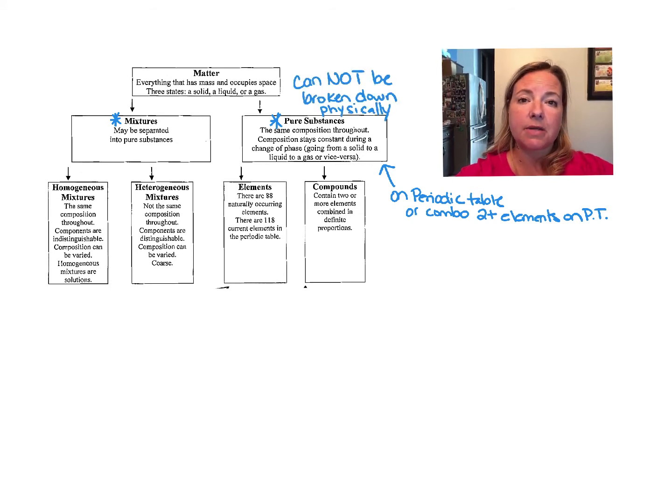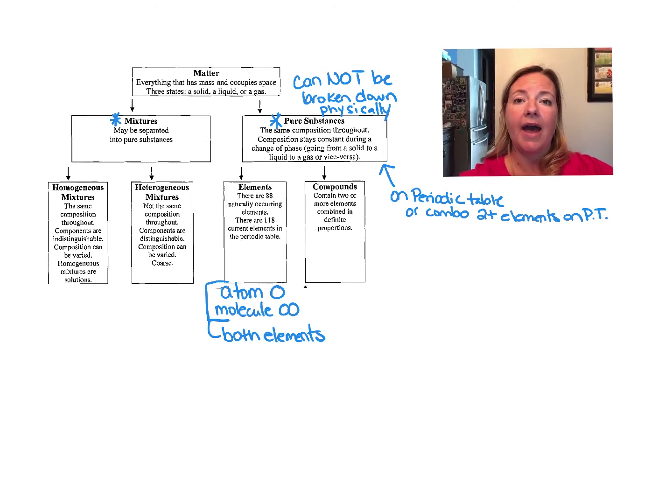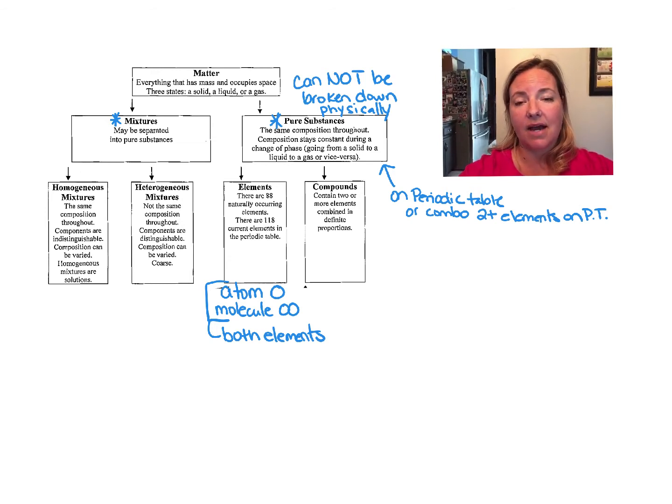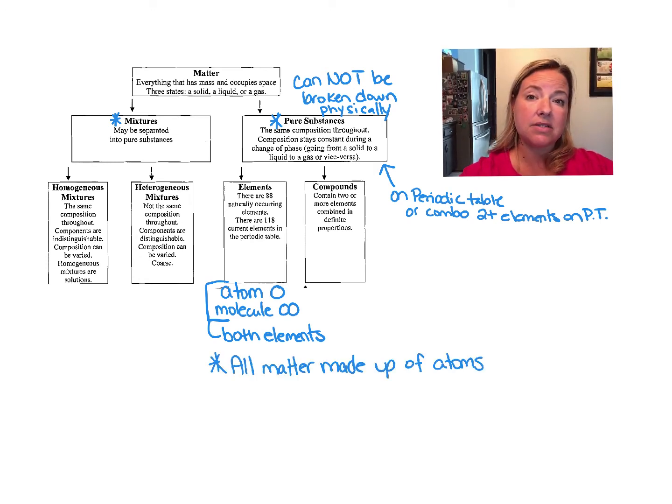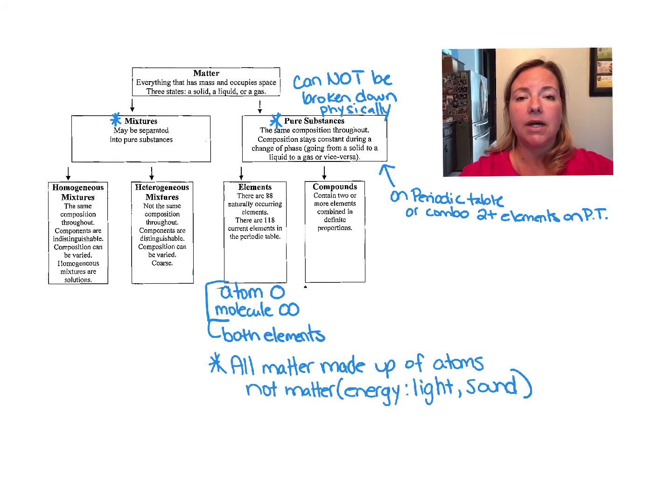So when I have a pure substance like an atom of an element, or if I have a molecule of an element, I would need to have some sort of chemical reaction occur in order to break that down into anything more simple than an atom. So atoms and molecules are in the simplest state of matter. All matter is made up of atoms. So everything around us is made up of matter. The only thing that's not made up of matter are things like energy. That would include things like light and sound.